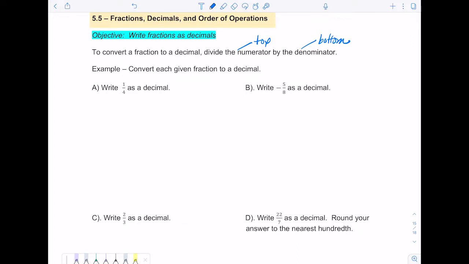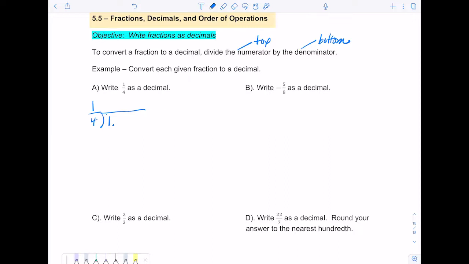So in our first example, we want to convert 1/4 to a decimal. So I'm going to divide 1, which is the numerator, by the 4. So I'm going to make a division box, and I'm going to place the numerator inside, and then I'm going to put a decimal point. Every number has a decimal point at the end of it. We just don't write that decimal point. It's just understood that it's there.